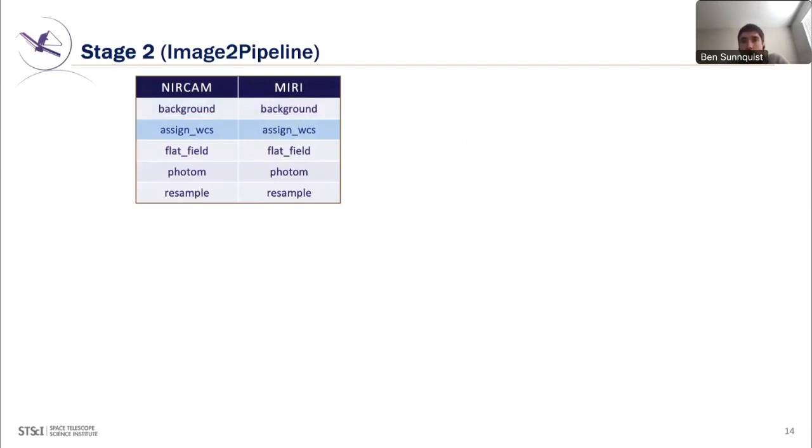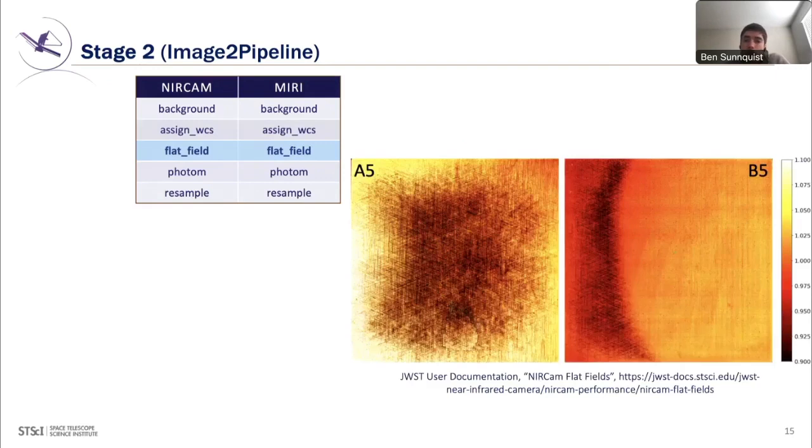Assign WCS creates an extension in the data to transform between pixel coordinates and world coordinates. The flat field step is going to correct the varying pixel sensitivities across the detector. For example, as you can see here, NIRCam has some strong cross-hatching regions with lower sensitivities.